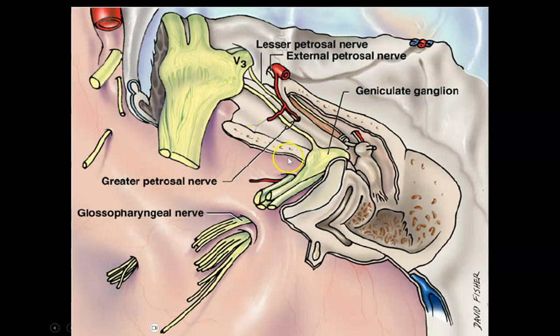Another view, the greater superficial petrosal nerve. So look, the lesser superficial petrosal nerve is passing through the foramen ovale, but the greater superficial petrosal nerve has nothing to do with the foramen ovale. It passes in the pterygoid canal to the pterygopalatine fossa. Here is the geniculate ganglion. Here is the superior semicircular canal, arcuate eminence.